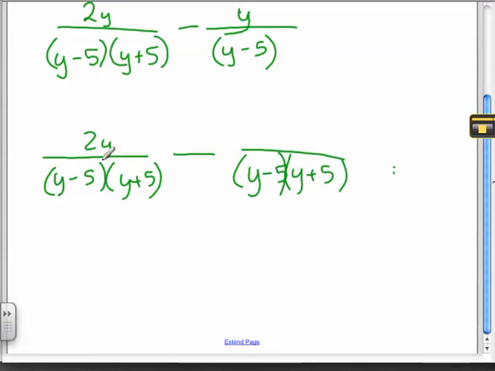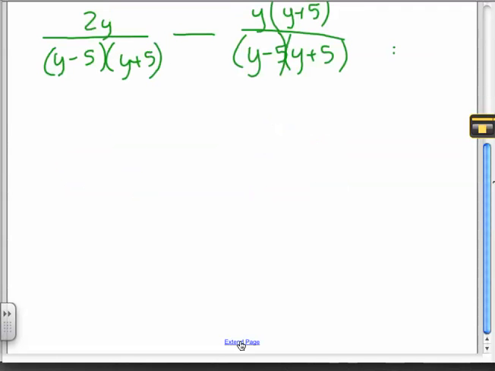Okay. Kyle, did I change the second denominator? Yes. Okay, what did I multiply it by? I multiplied by y plus 5, right? Okay, so it needs to be y times y plus 5. All right, good. Now I'm going to go ahead and simplify in the numerators before I put them together.